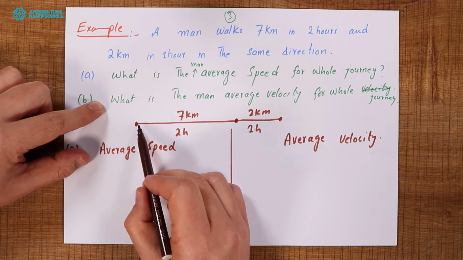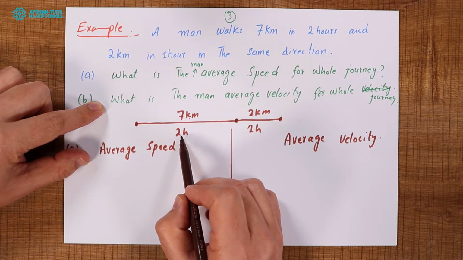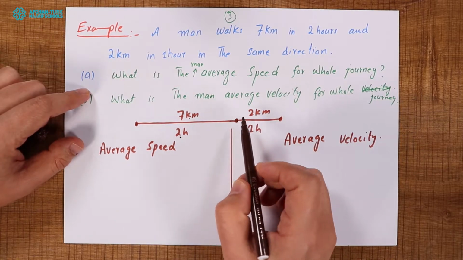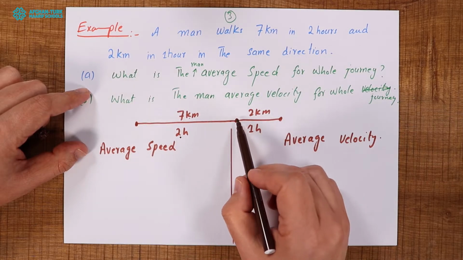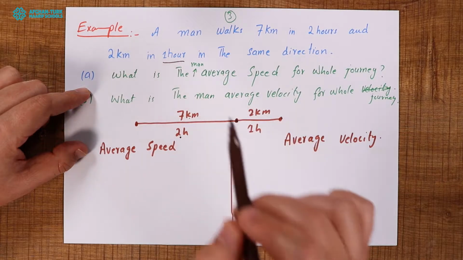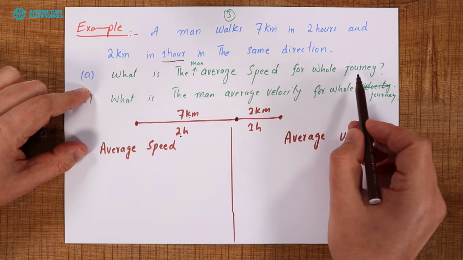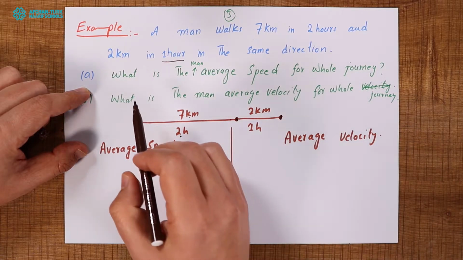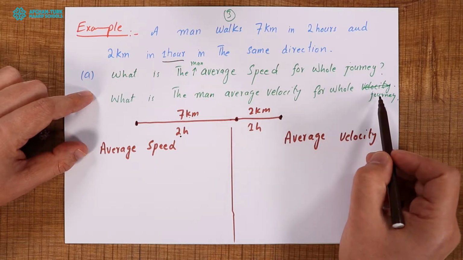Now the man starts walking. If he covered 7 kilometers, he took 2 hours. Again, maybe he stopped or something, so he continues his motion for another 2 kilometers, and he finished this 2 kilometers in 1 hour. So they asked the question: what is the man's average speed in the whole journey? Whole journey means from this point to this point. And what is the average velocity for the whole journey?